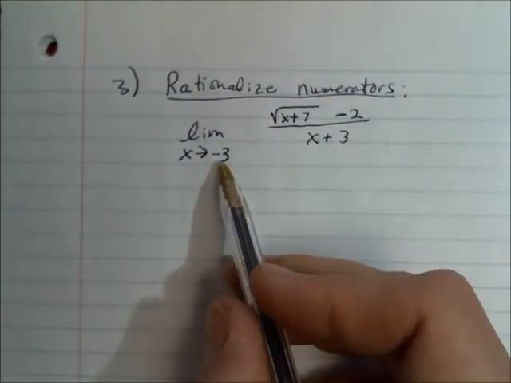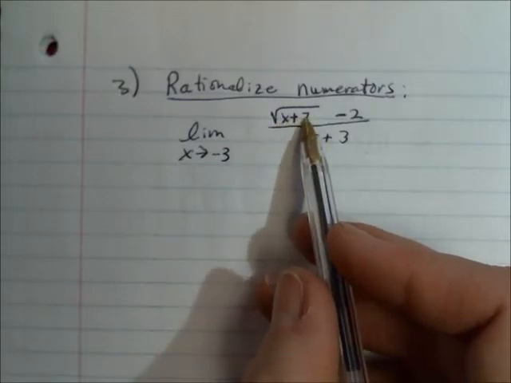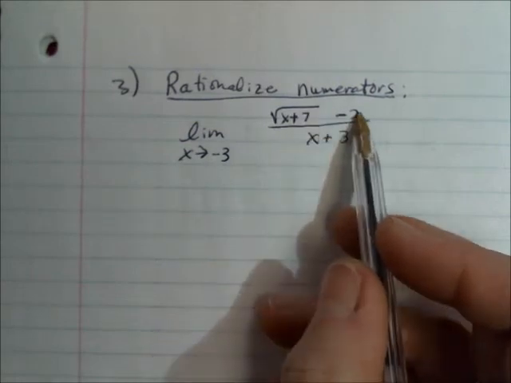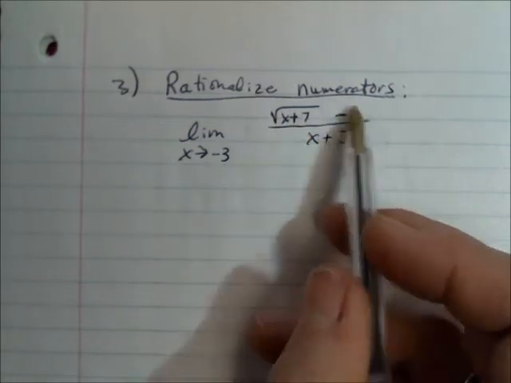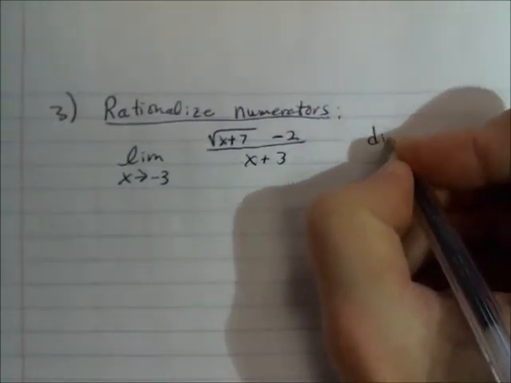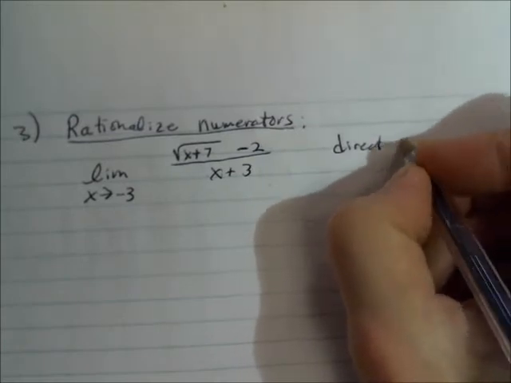If we plug in negative 3, we get negative 3 plus 7, which is 4, and the square root of 4 is 2, and 2 minus 2 is 0. So we get 0 over 0 after direct substitution. So just always make sure that direct substitution will yield a 0 over 0.